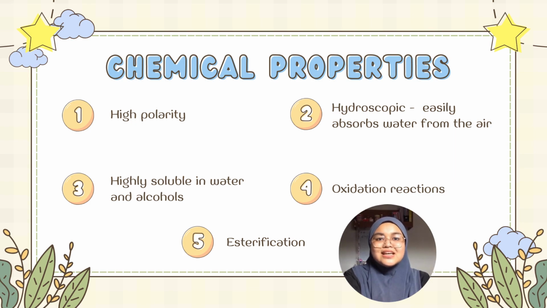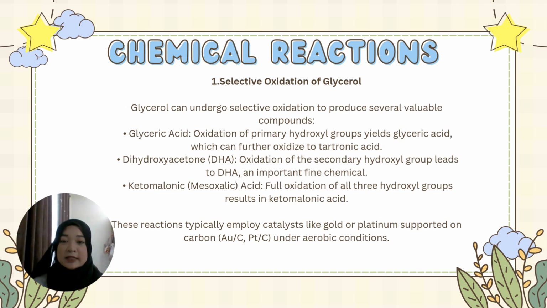So lastly is esterification. So esterification is a reaction where glycerol reacts with acid to form ester. So the hydroxyl group in glycerol can react with a carboxylic acid to form ester. For example, reaction of glycerol with fatty acids will produce triglyceride, which is the main component of fats and oil. And I will explain about chemical reactions of glycerol. They have 5 chemical reactions.